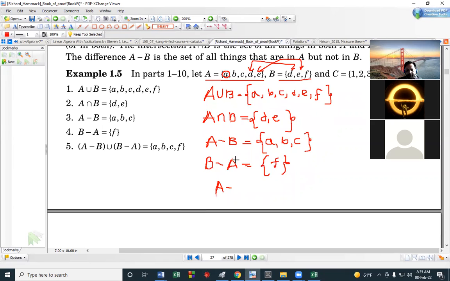Like real number arithmetic is not the same as... And notice here by definition A union B is the same as B union A, and A intersection B is the same as B intersection A. So we're trying to say that union and intersection as operations are commutative. But difference is not commutative.